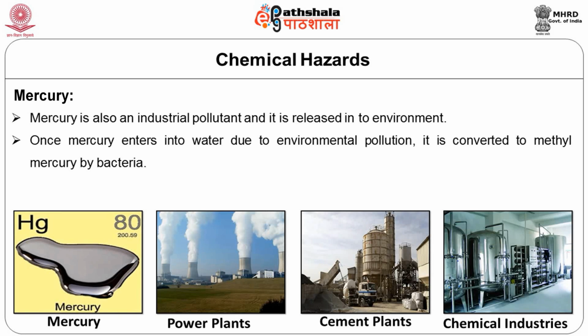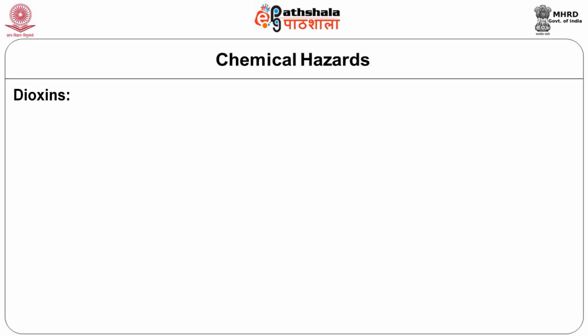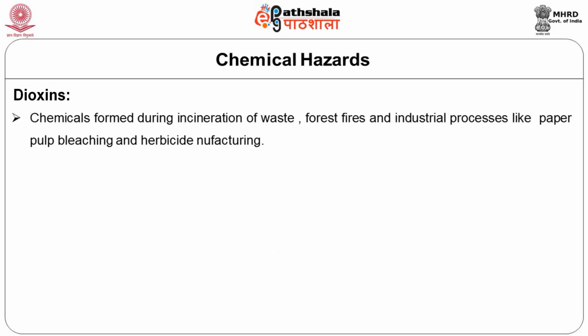High risk population for mercury exposure is pregnant women and children. And methyl mercury is a neurotoxin. It affects the brain development of children and the developing fetus in pregnant women. In adults, it causes memory loss and tremors. The dioxin is another environmental contaminant. These are a class of chemicals formed during the incineration of waste, forest fires, and industrial processes like paper pulp bleaching and herbicide manufacturing.